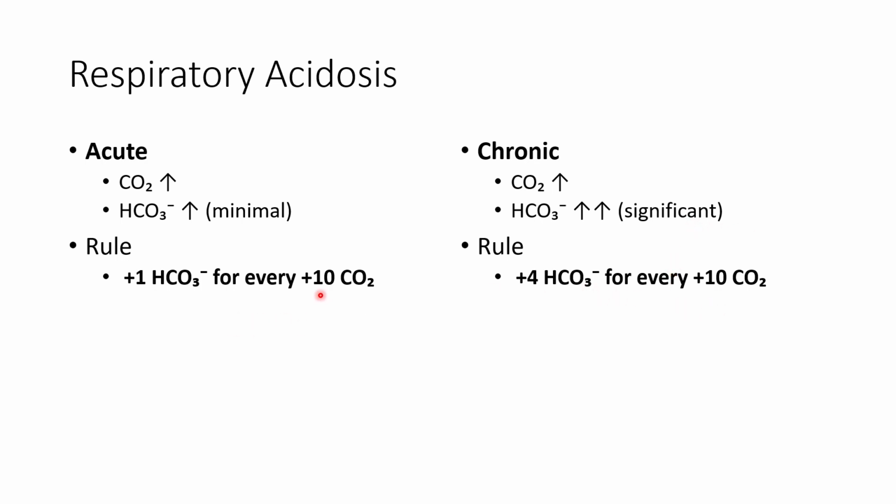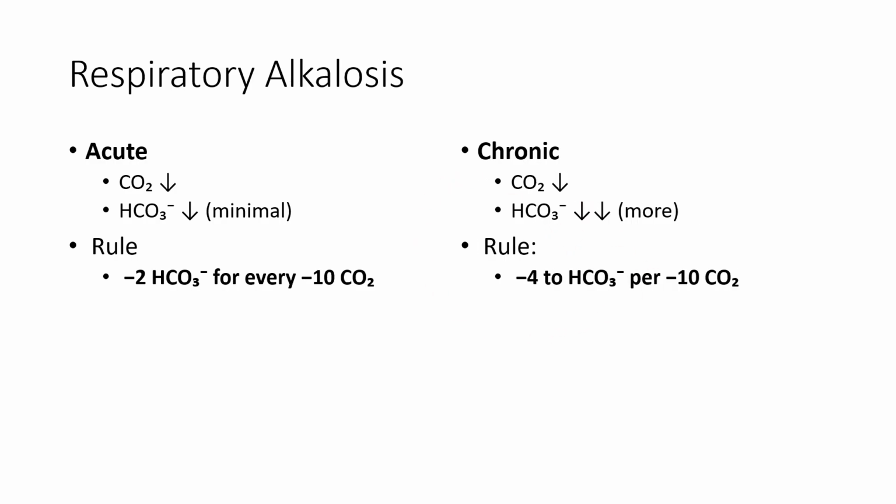That is, if CO2 increases by 20 in acute acidosis, bicarb will increase by 2. However, in the same case, if there is an increase by 20 of CO2 in a chronic case, bicarb will increase by 8. Now, respiratory alkalosis, a respiratory issue leading to alkalosis, that is CO2 will be low. Again, it can be acute or chronic. In acute, the fall in bicarb for every 10 CO2 will be 2, and it will be 4 if it is a chronic condition.